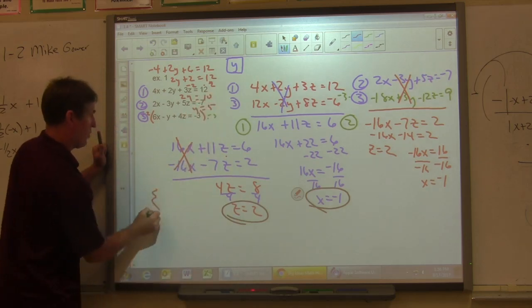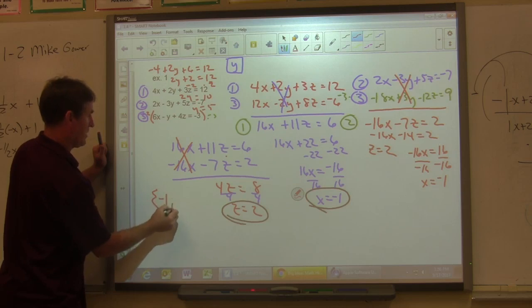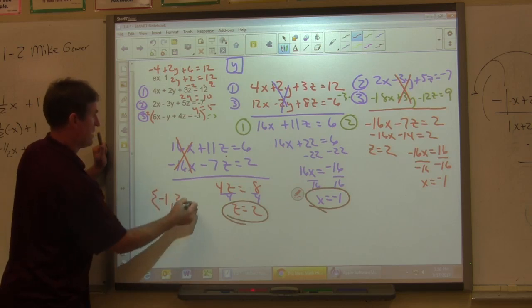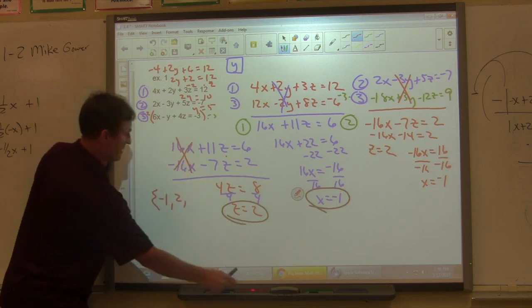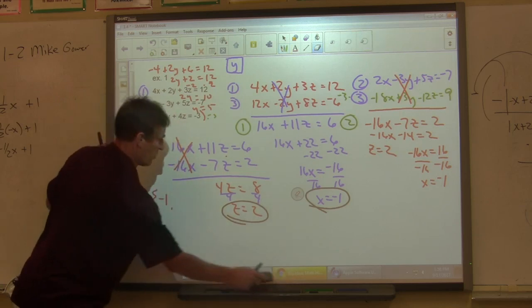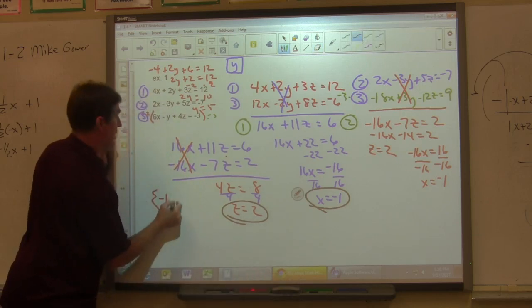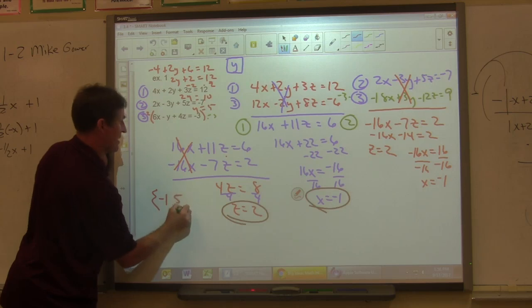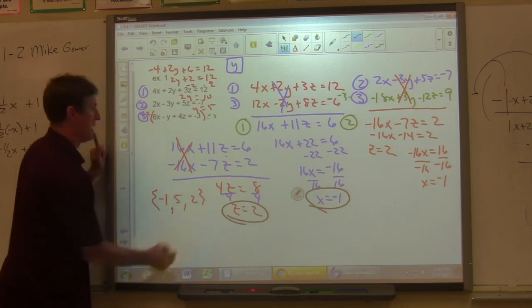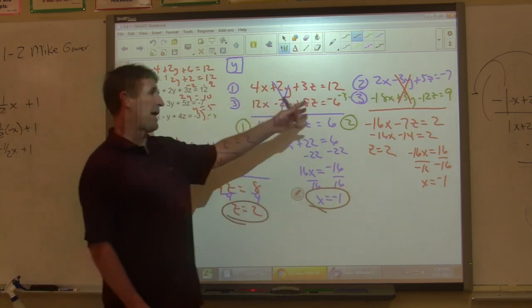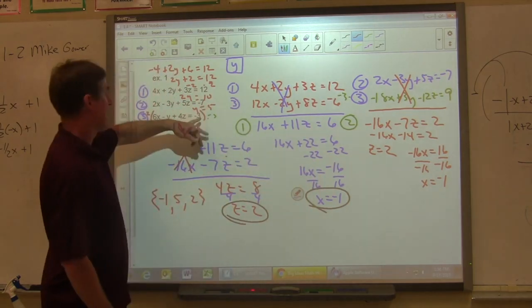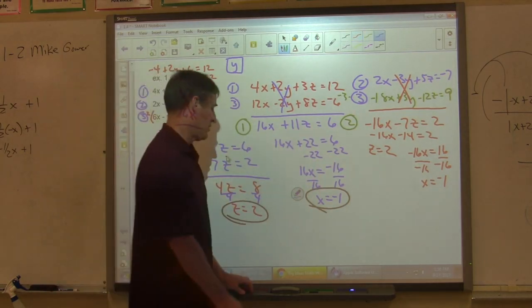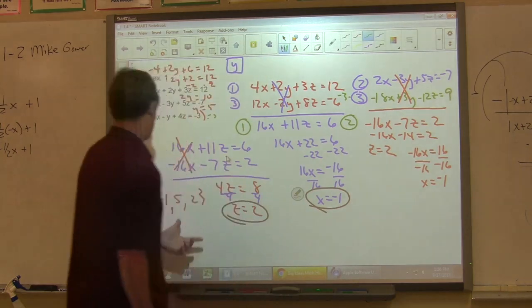And so now we have our ordered triple. Negative 1, 2, and 5, or excuse me, put them in alphabetical order. So x is negative 1, y is 5, and z is 2. Now here's where I would always check, because if you make a small mistake, you're not going to catch it when you do this. So now what we need to do is just check it in.